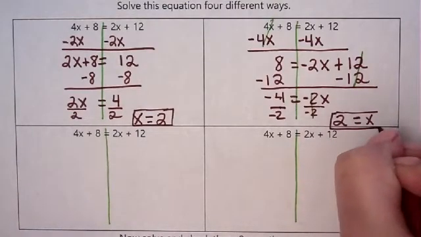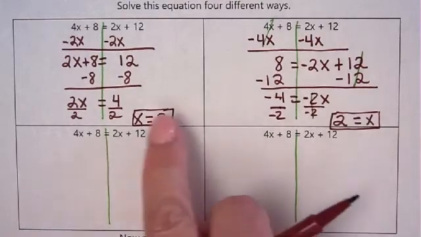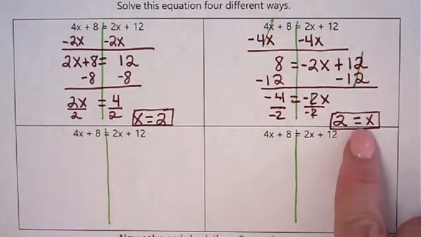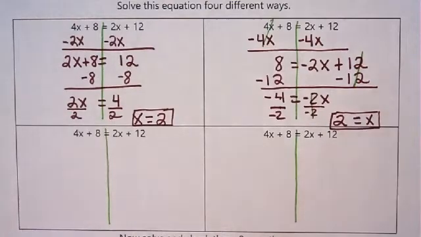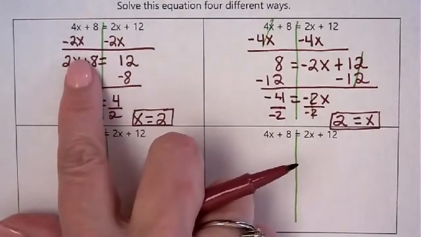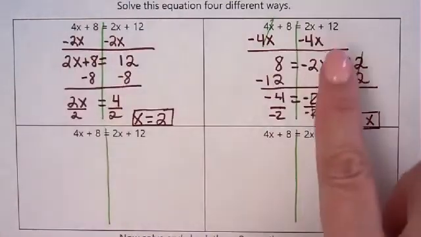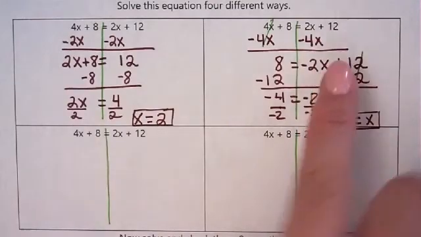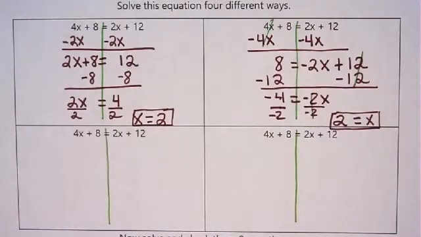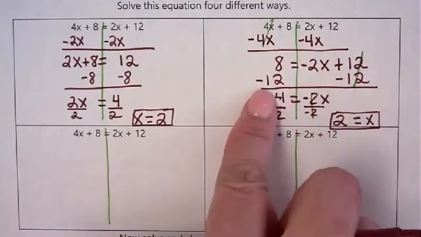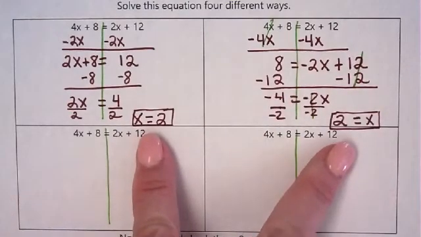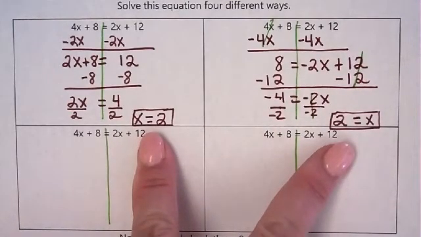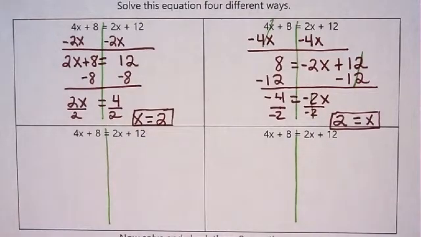Well, look what happened. Over here, x is equal to 2. What's x equal to right here? 2. Okay, now look, how are those problems different? The only difference is in this one, I put the x's on the left side. Over here, I put the x's on the right side. And this one did have some more negatives in it, but did it change my final answer? No.